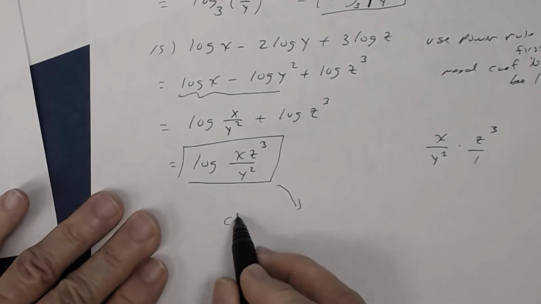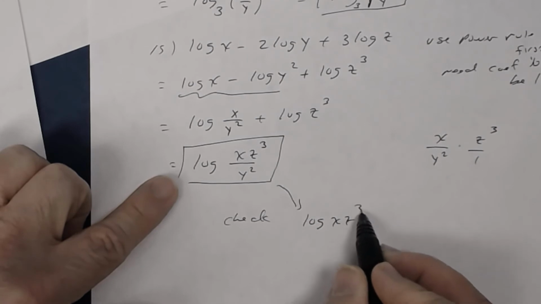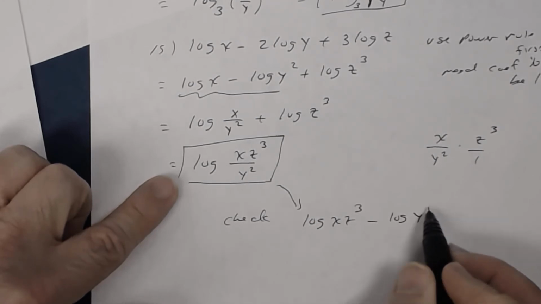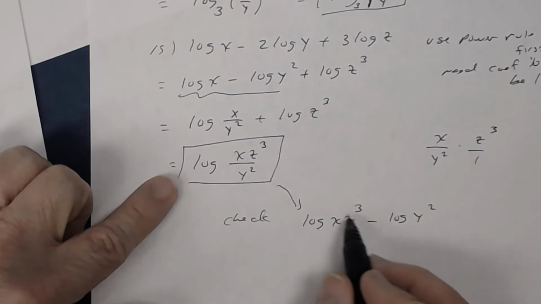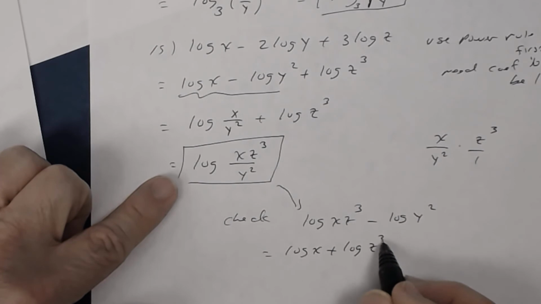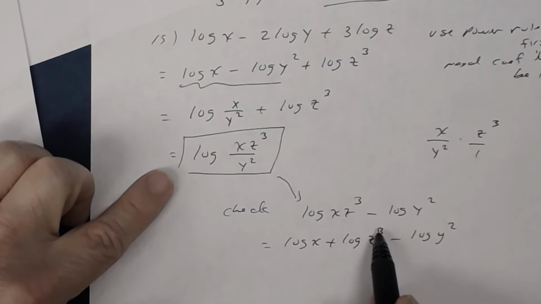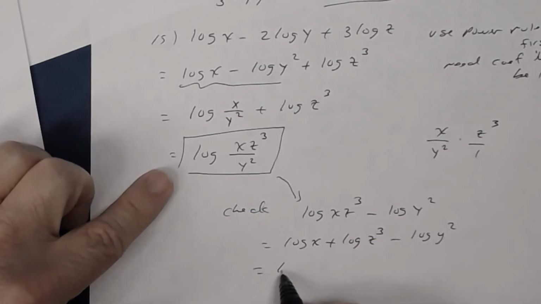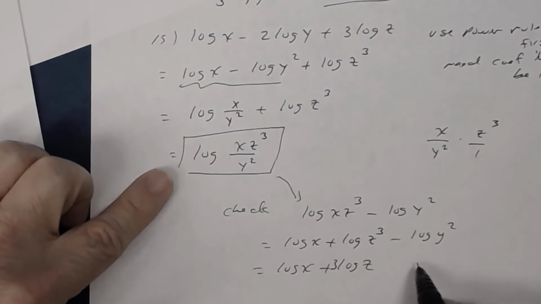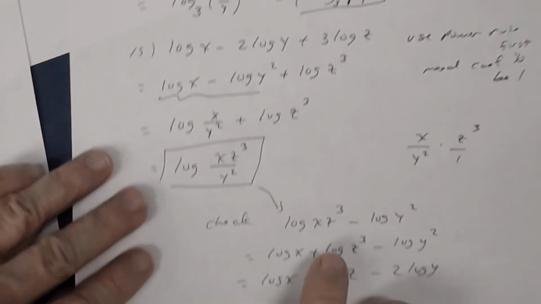So let's check this. All right, so you get the log of xz cubed minus the log of y squared. Y'all agree? Okay. Now if I expand this, that becomes the log of x plus the log of z cubed minus the log of y squared. Now if I go ahead and use the power rule, I get the log of x plus 3 times the log of z minus 2 log of y, right? That's what I would get. So you're probably saying, well, that is not this.